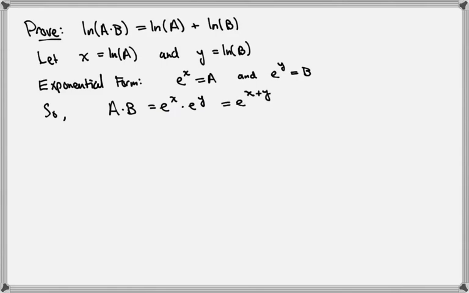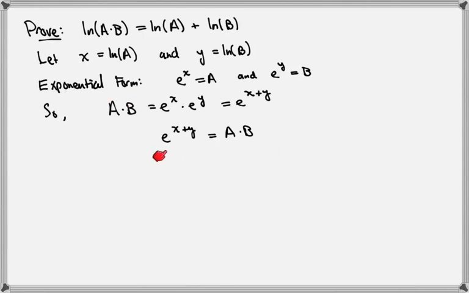This is what I meant before. Somehow the summation of the exponents here corresponds to the summations of the logs, and we have to make that clear. Right now we have that e to the x plus y is equal to a times b. Well, we're just going to undo what we did when we wrote things in exponential form.